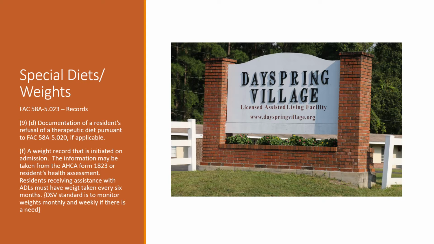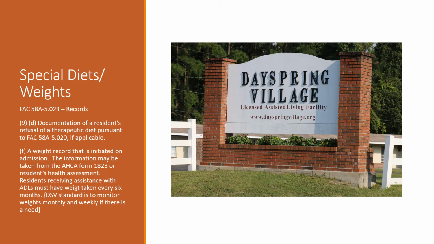So again, it's also important to communicate about special diets and weights. It's a really important resident record type issue. And so documentation of a resident's refusal of a therapeutic diet has to be documented in the resident record. The weight record is initiated on admission. So the day that the resident gets there, you have to ensure that the weight's recorded into PointClickCare. This is really important. The information may be taken from the AHCA Form 1823 or Resident's Health Assessment.